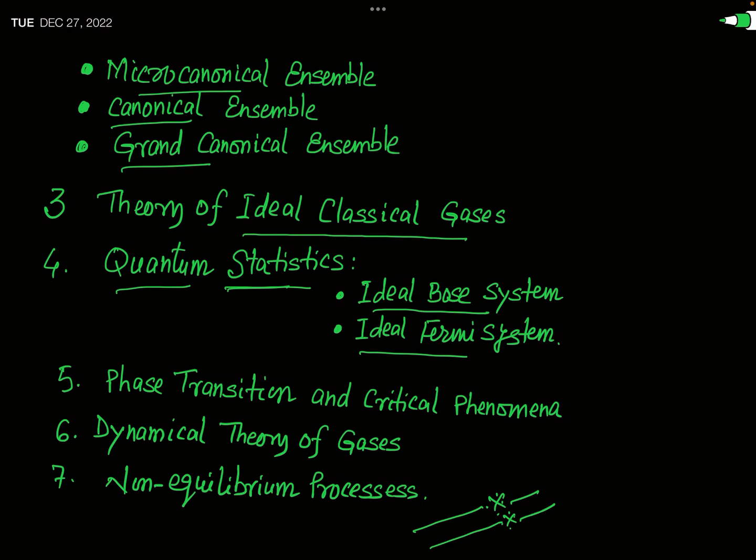And after that, we will provide videos on the ideal Fermi system, and in this ideal Fermi system, apart from the basic concept, we will also deal with the magnetic properties of the electron gas or magnetic behavior of the electron gas, in which we will see Pauli paramagnetism, Landau diamagnetism, and so on. Okay?